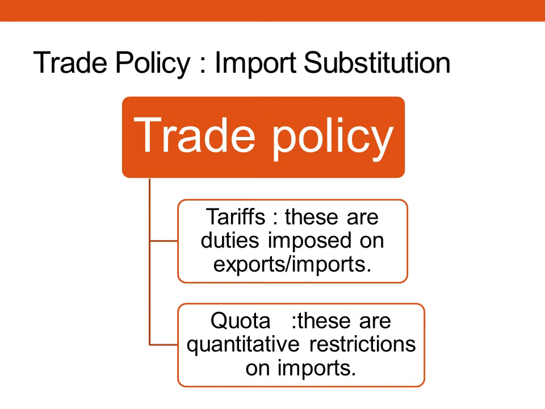Import duties are used for protecting domestic industry from foreign products, and quotas means quantity restrictions. It allows only a limited quantity of the product to be imported. So these two helped import substitution. Import substitution means substituting imports with domestic production. Instead of importing the goods from other countries, producing it domestically. That's called import substitution.